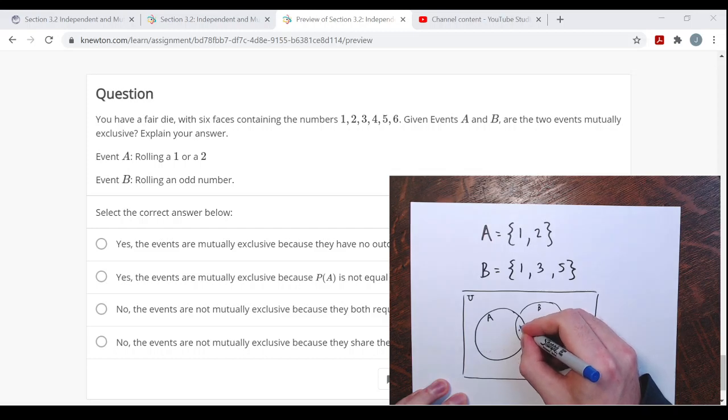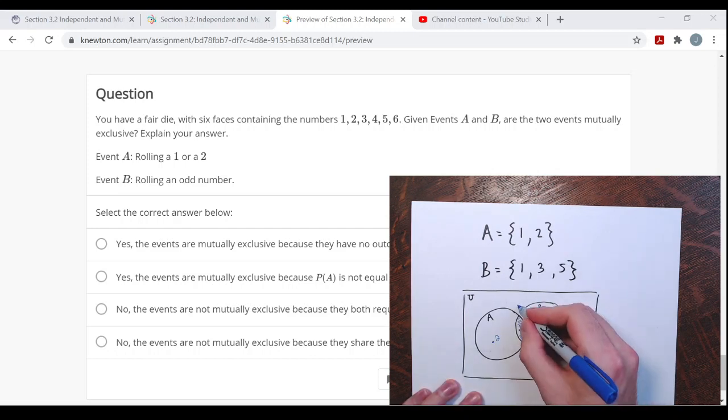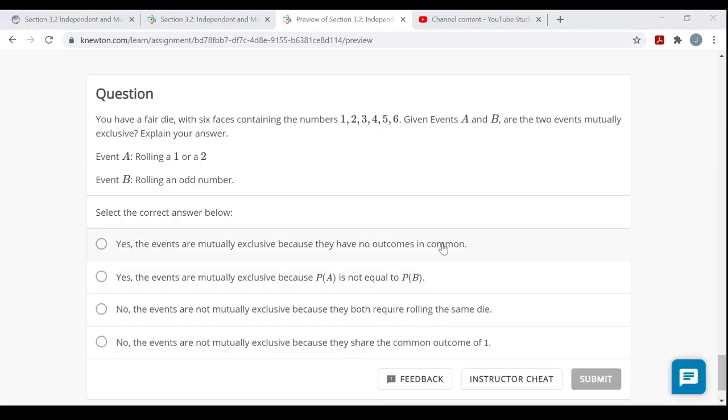The rolling of the number 1, and then A has a 2, but B doesn't, and B has outcomes 3 and 5, but A doesn't. But this middle part is not empty. Right, this is not empty, this overlap. So these are not mutually exclusive.